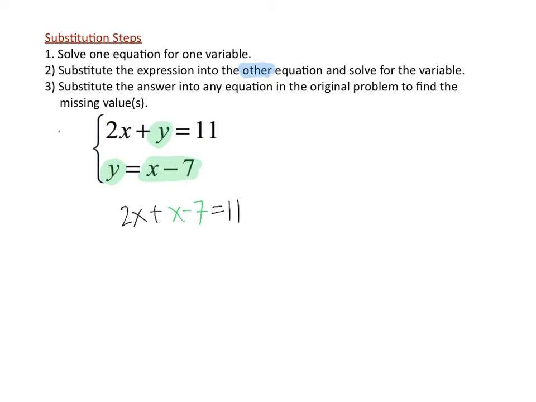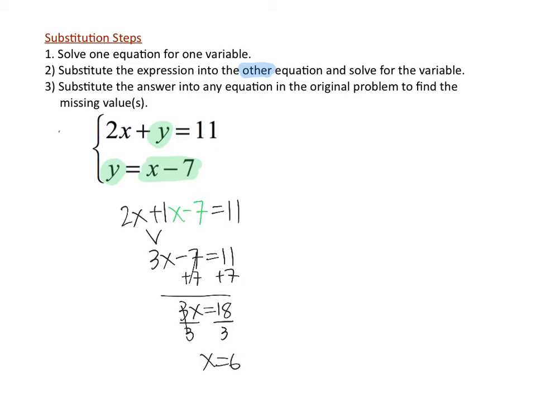I need to solve this equation. So I see that I have like terms. I have a 2x and a 1x, and when I combine those, I get 3x. And to get x by itself, I can add 7 to both sides. My 3x is equal to 18. Divide each side by 3, and my x is equal to 6.